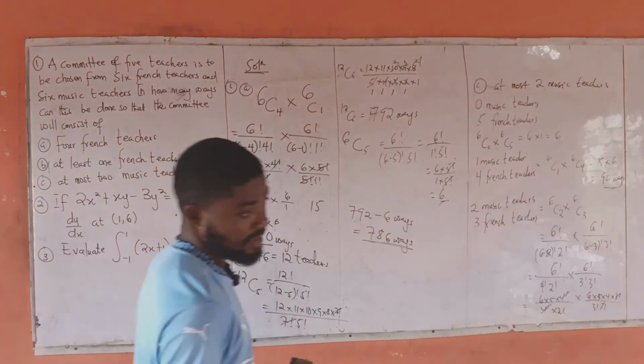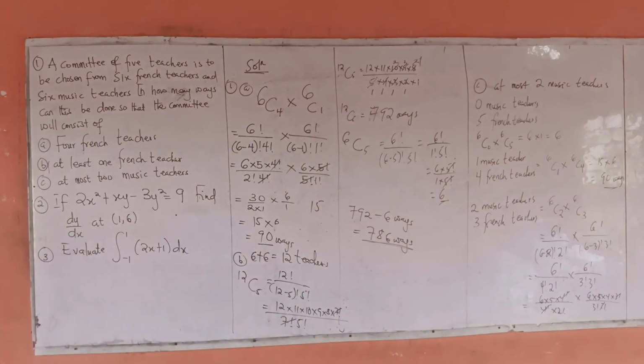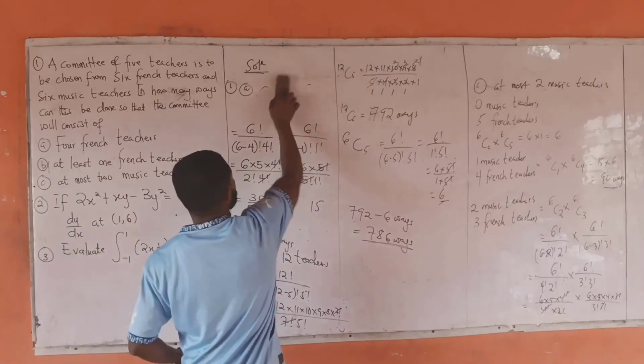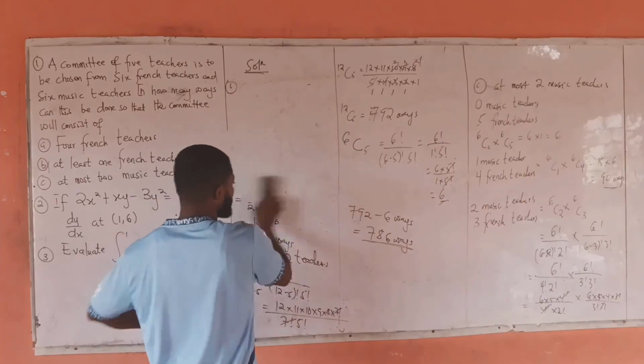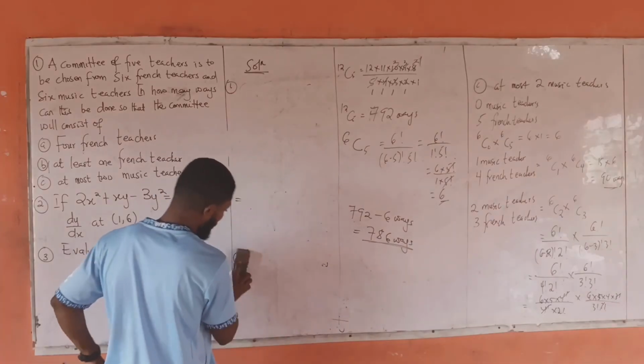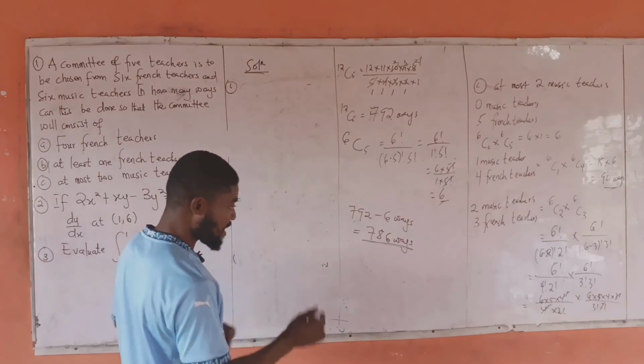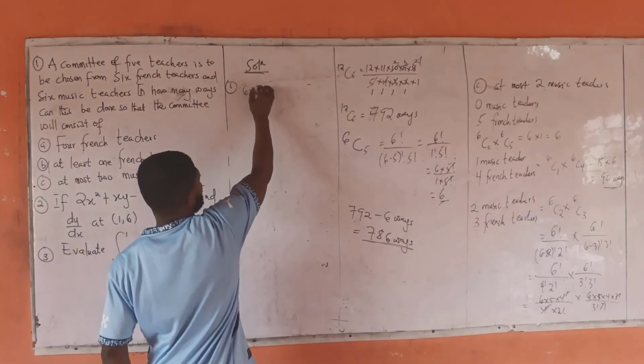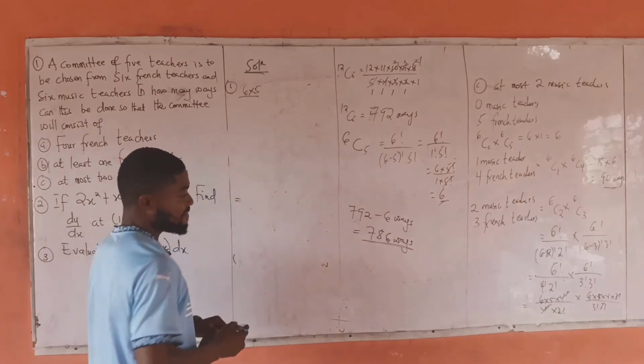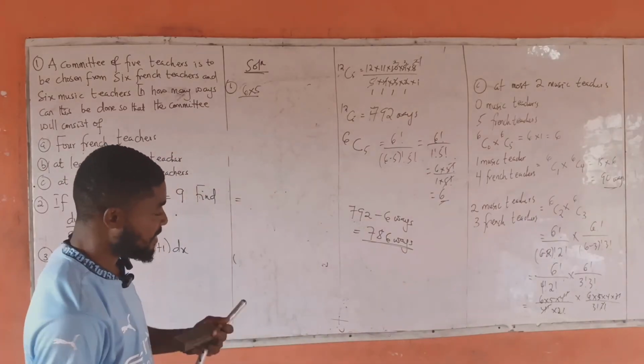So I'll come back to the top here, this side. I would come back to the first side to continue from here. So on this note, we have 6 times 5 because the 4 factorial has been taken out.